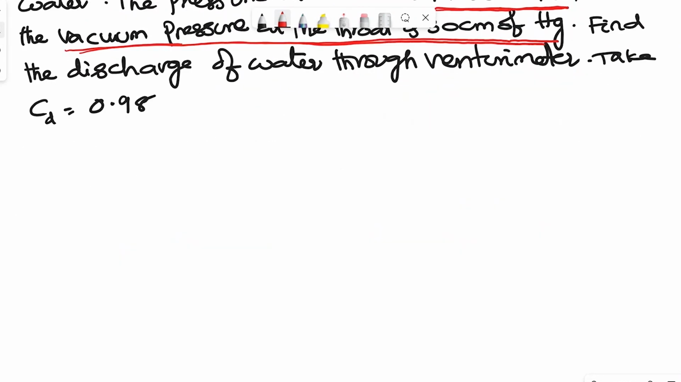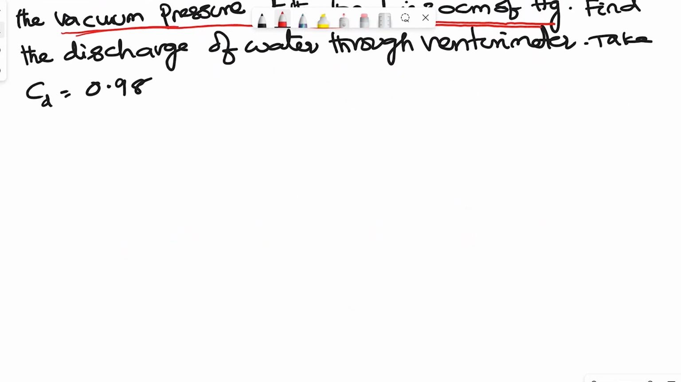So now let us go into how to calculate it. Straight away, D1 is equal to 20 centimeters, right? D2 is equal to 10 centimeters. Please be cautious about the units. If you are taking 0.2 meters, this is 0.1 meter.